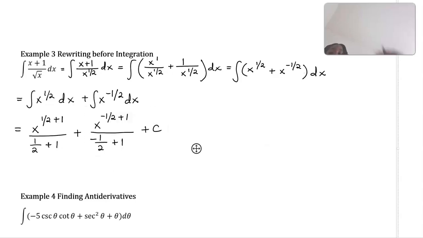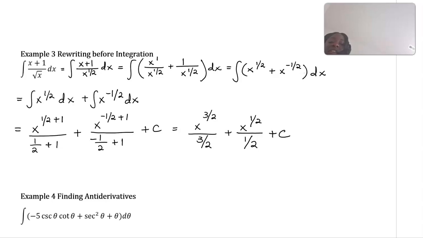So I don't need to write that twice. So now let's just simplify this. X to the 1/2 plus 1 is x to the 3/2. So our denominator is also 3/2. And then in the second term, -1/2 plus 1 is a positive 1/2.